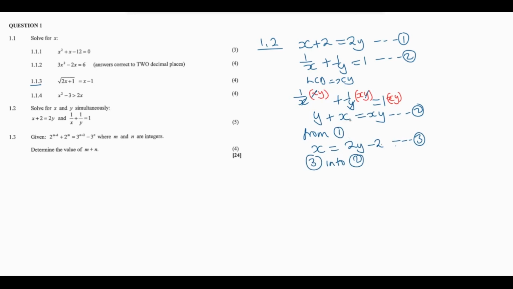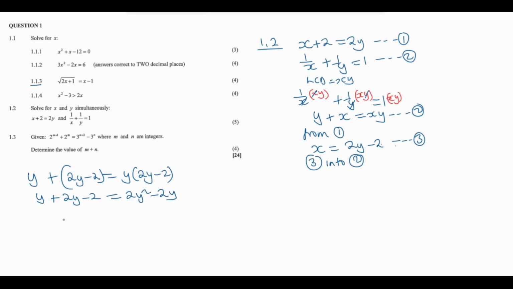Where there's x, we put 2y minus 2. Let's do it this side. So it's y plus 2y minus 2 is equal to y times 2y minus 2. Okay, then let's remove the bracket. y plus 2y minus 2 is equal to 2y squared minus 2y.